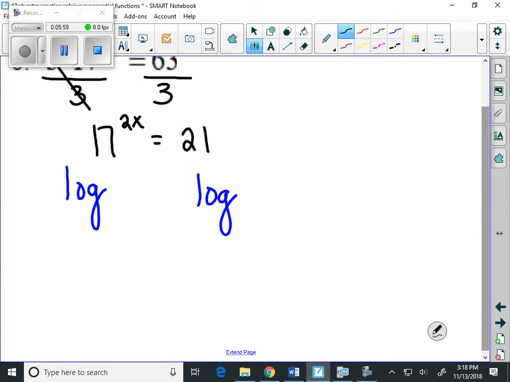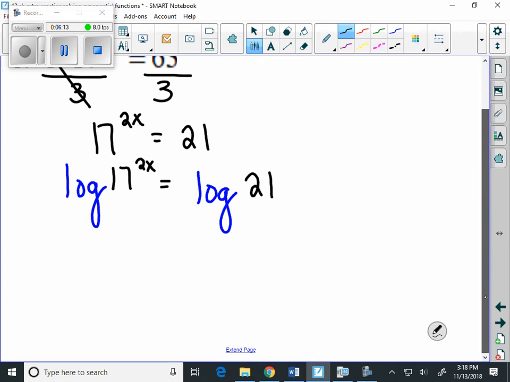Again, if you have Mrs. Krause, she would put in ln right there. Log of 17^(2x) equals log of 21. And again, it should sound like a broken record if you've really been doing this practice, or if you've been watching all these videos, and hopefully if you're watching the videos, you're also working them out.